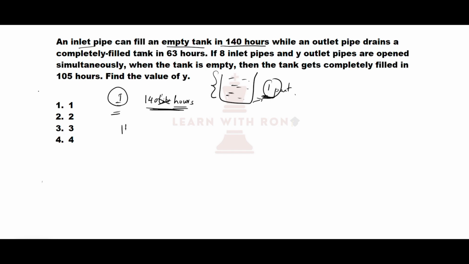So in 1 hour, how many parts will it fill? Total tank capacity I assumed as one part. The inlet pipe can fill this total one part in 140 hours. So in 1 hour it can fill 1 by 140 part only, right? Understand the concept? This complete tank I assumed as one part, so this inlet pipe can fill this complete one-part tank in 140 hours. So in 1 hour, 1 by 140 part.